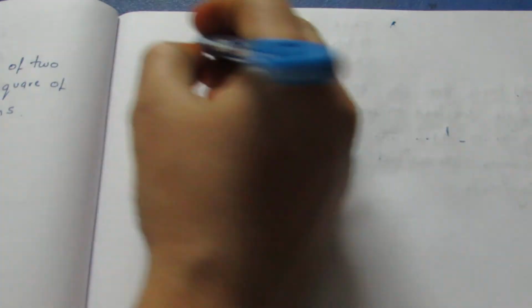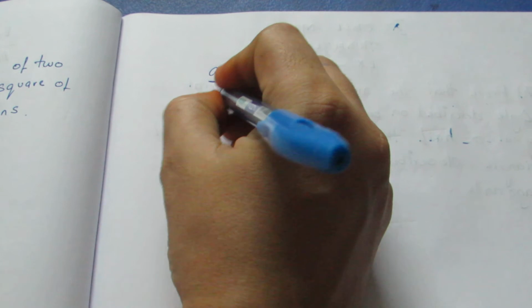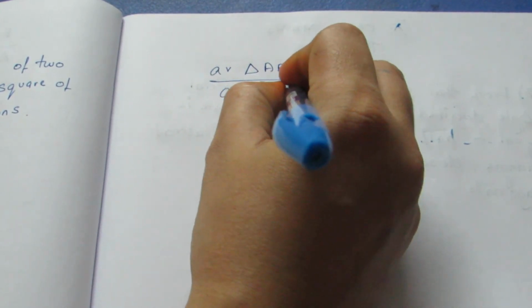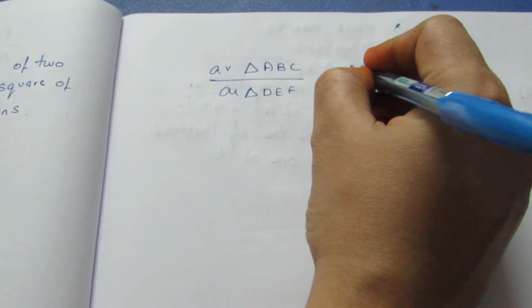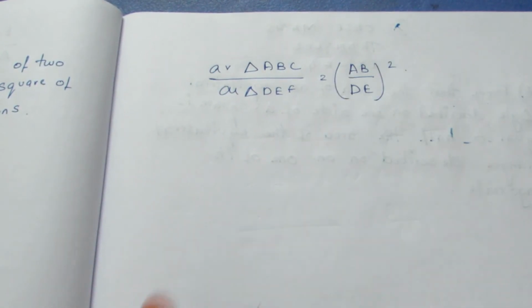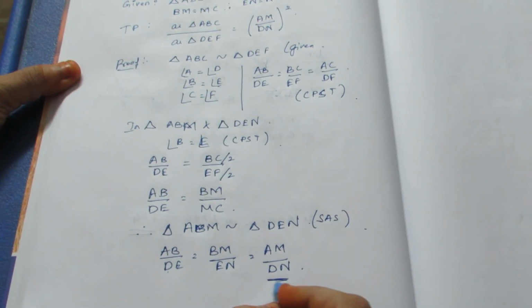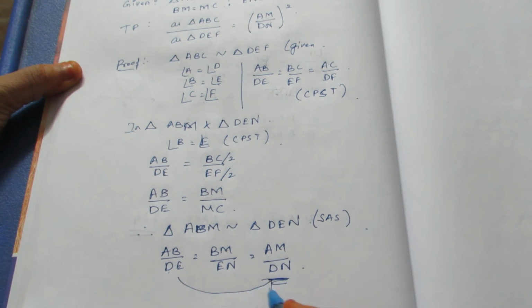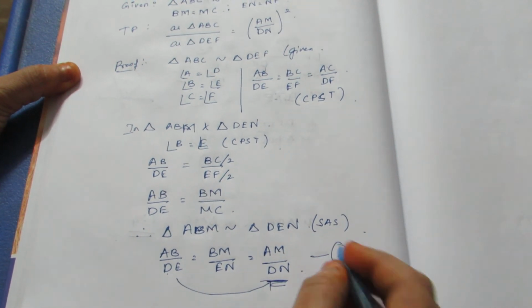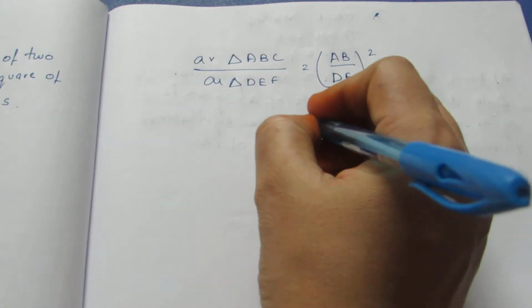Let us take the area of the triangle. Area of triangle ABC by area of triangle DEF. We know it is the ratio of corresponding sides squared. Let us take AB by DE the whole square. Already we know that AB by DE is equal to AM by DN. So as these two are equal, instead of this we can substitute AM by DN. So I am just substituting AM by DN instead of AB by DE.